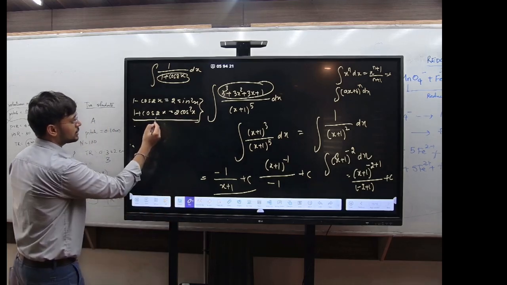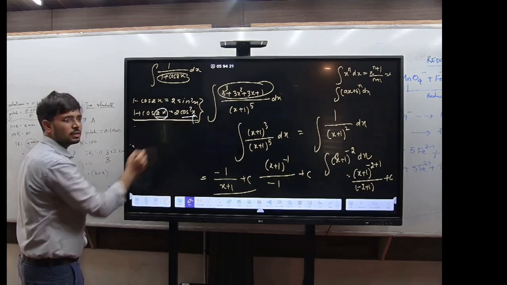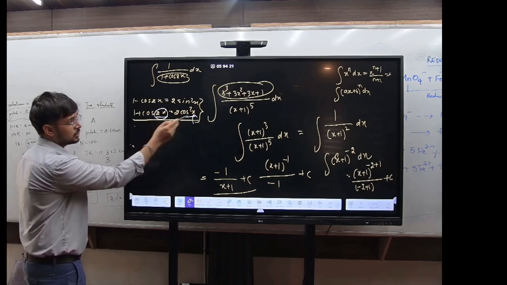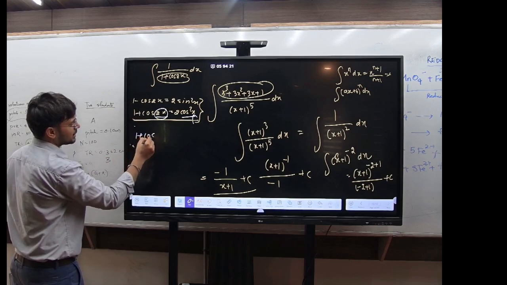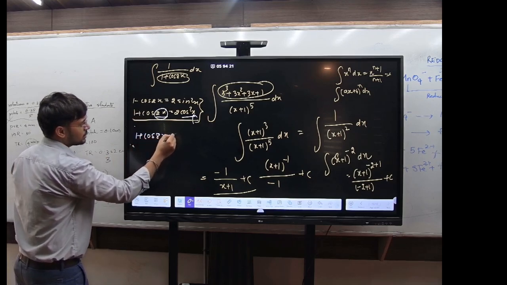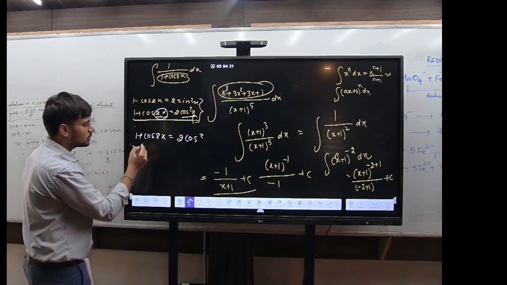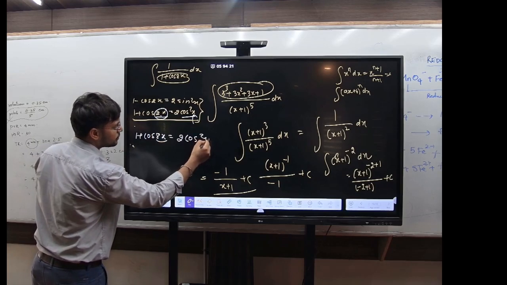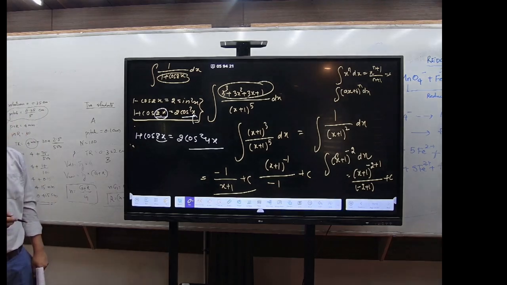1 plus cos 2x is what? 2 cos square x. If this is 2x, so this is just half. Yes or no? If this is 2, this is 1. So what will be the formula for 1 plus cos 8x? Can you say this will be 2 cos square? If this is 2, this is half. So if this is 8x, this will be just half, so 4x. So the formula for 1 plus cos 8x is 2 cos square 4x.